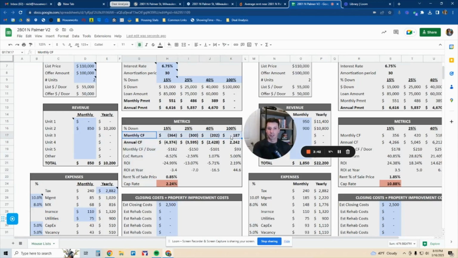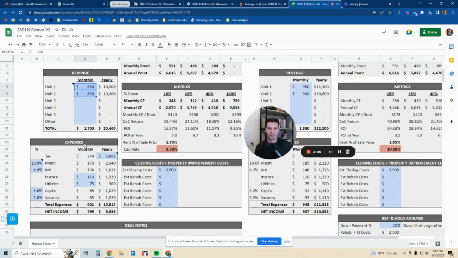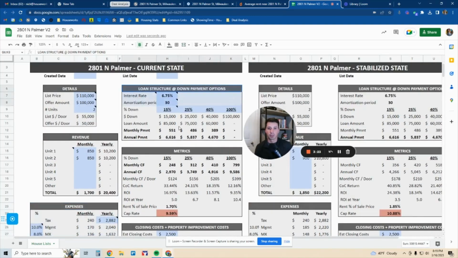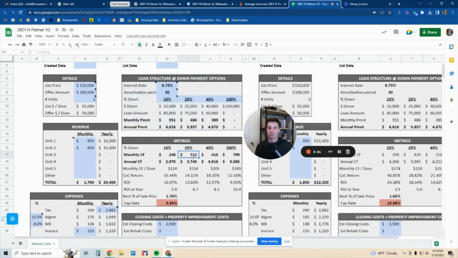So monthly cash flow, that is basically how much money you have in your pocket at the end of every month. And for the sake of this, let's just pretend that this other unit is rented also at $850, because then we actually have some more realistic numbers to work with. So monthly cash flow, that's after you receive your rent, you pay your expenses, and you pay your mortgage, how much money you have left over. Annual cash flow is going to be your monthly cash flow times 12. Cash flow per door is going to be your monthly cash flow divided by how many units you have.